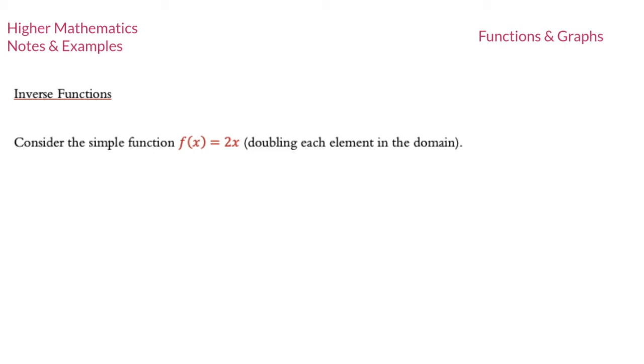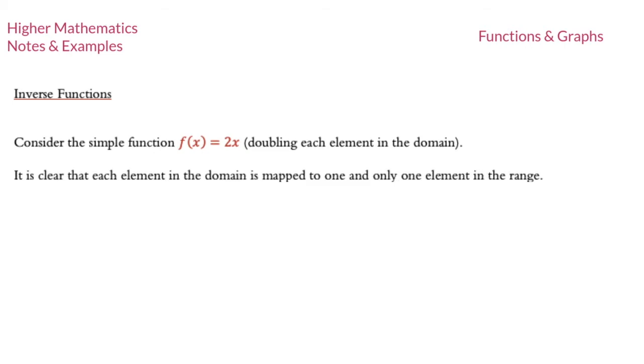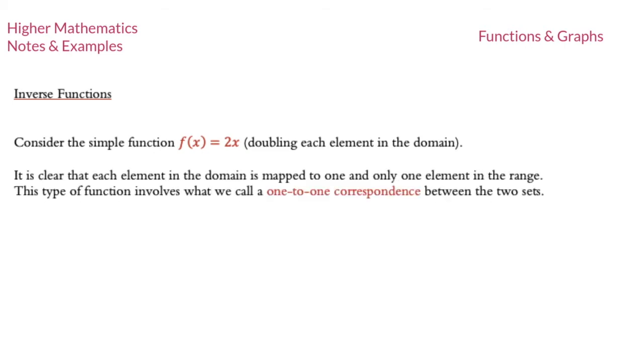F of 5 would be 2 times 5, that's 10. F of minus 5 would be minus 10. We can see that f of 0 would be just 2 times 0, or 0. In fact, for this function, each and every element in the domain is mapping to just one element in the range. And that means that this kind of function is a one-to-one correspondence.